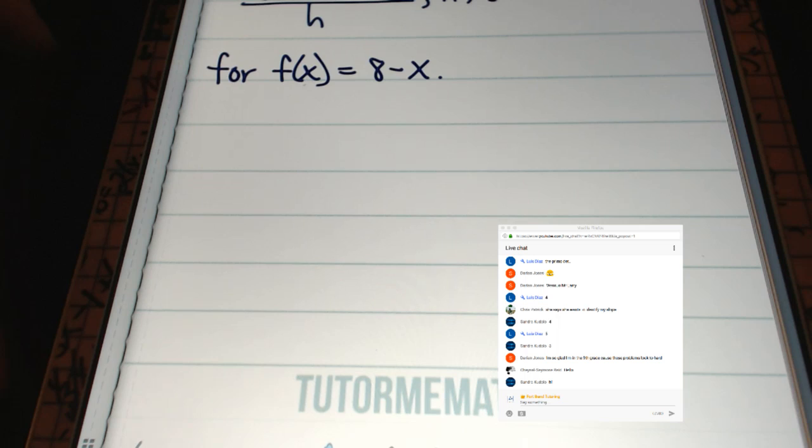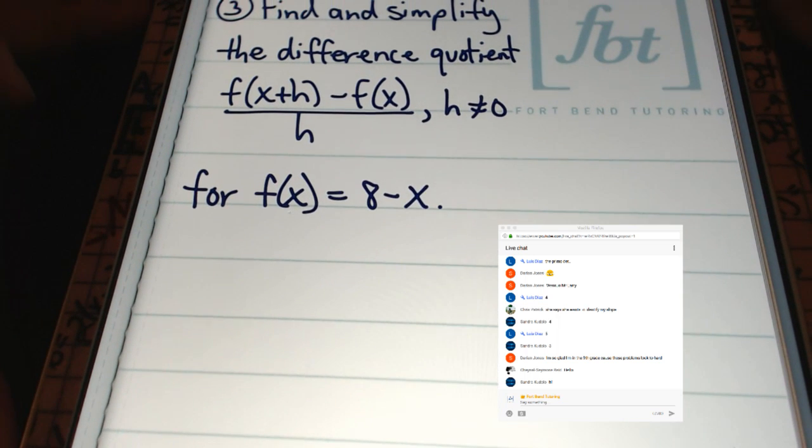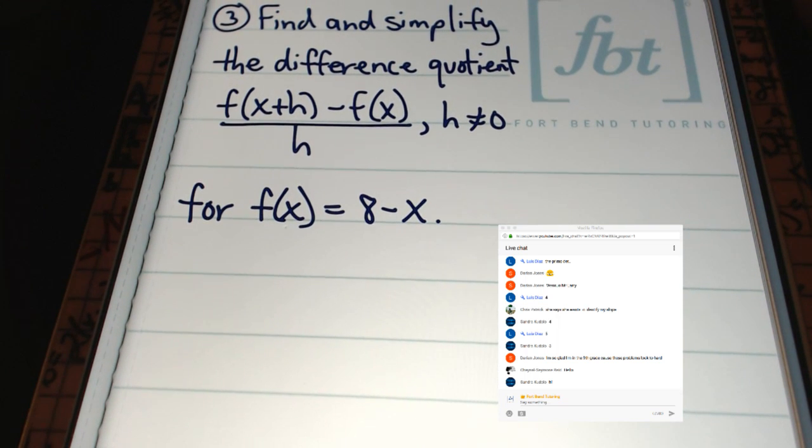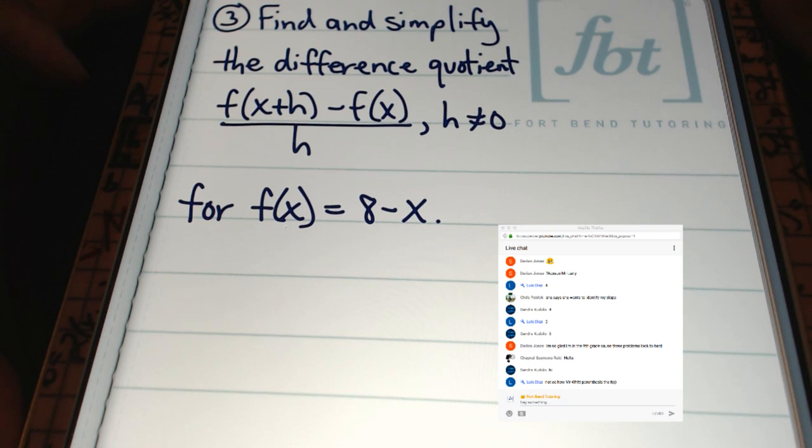Let's go ahead and continue, guys, as we just plow through these problems today with problem number 3.